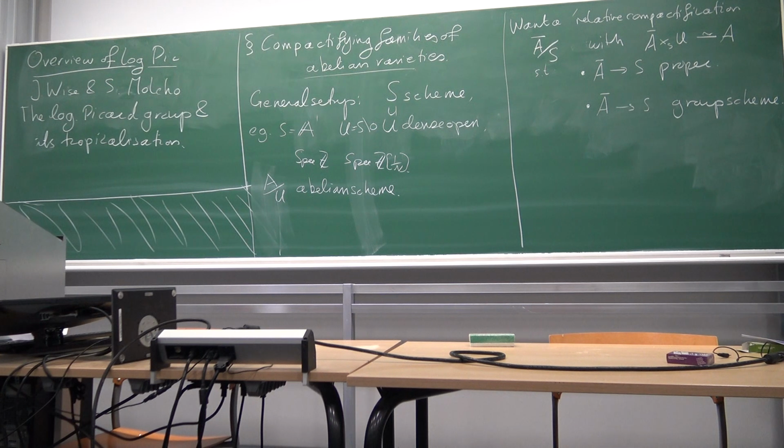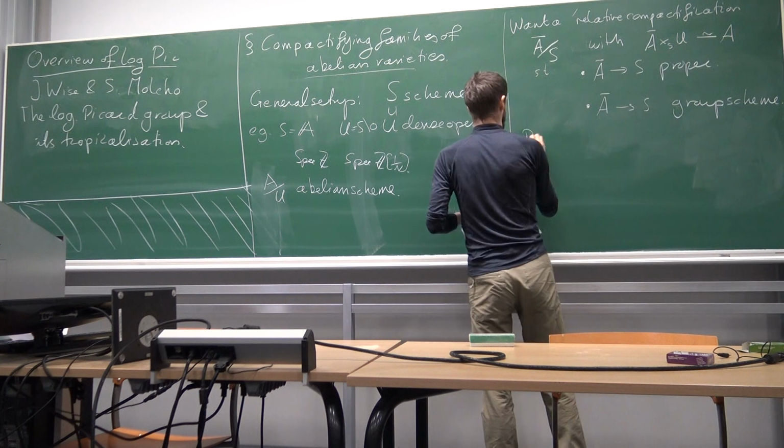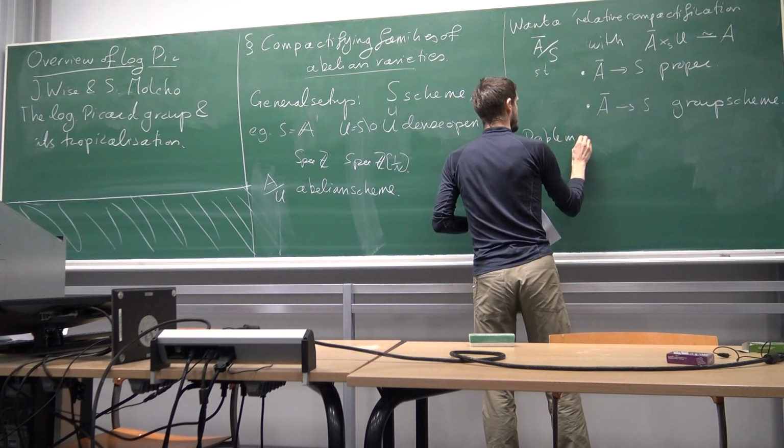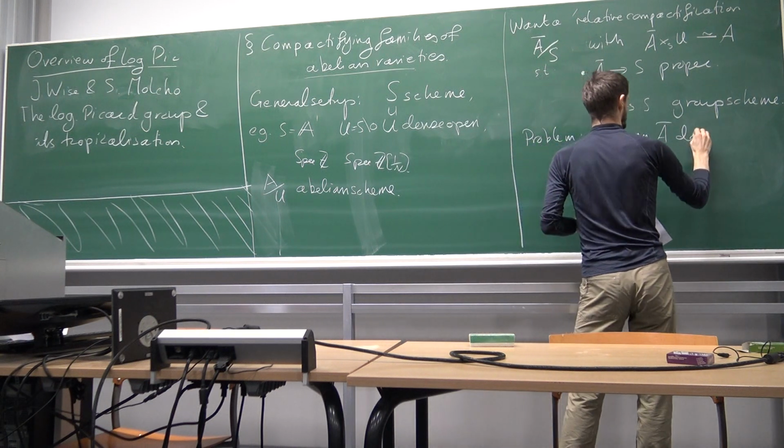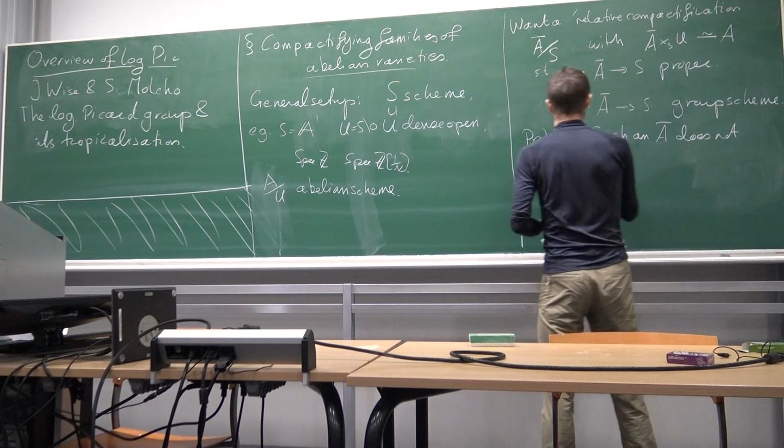If you only want a group scheme, essentially due to Raynaud, this should almost always exist, but I should worry about whether S has to be Noetherian or locally Noetherian or something. But basically, if you only ask for a group scheme, that will exist in pretty great generality. If you only ask for properness, that will again exist by Nagata and this kind of thing. But when you ask for them both, you get lots of trouble. So the problem: such an A bar does not exist in general.